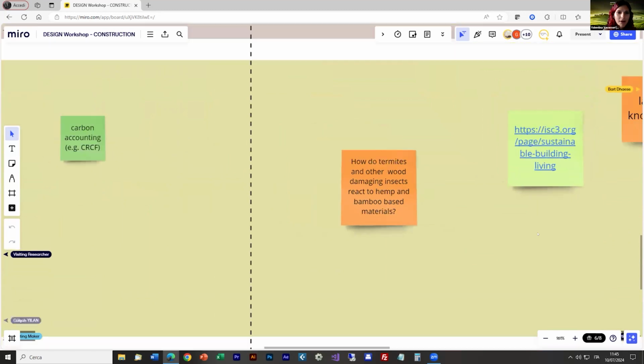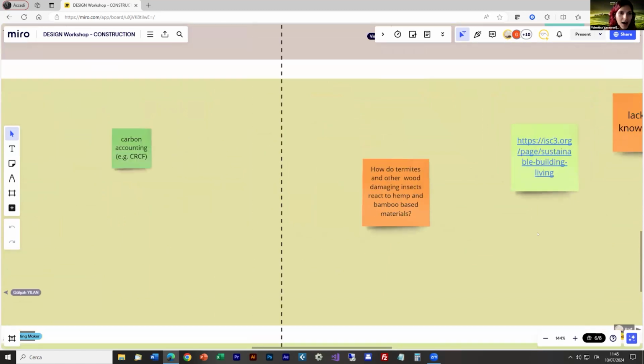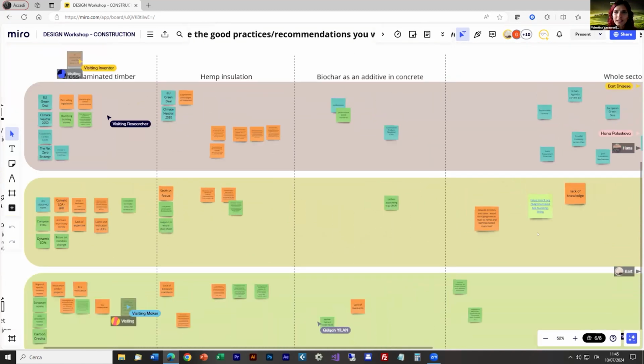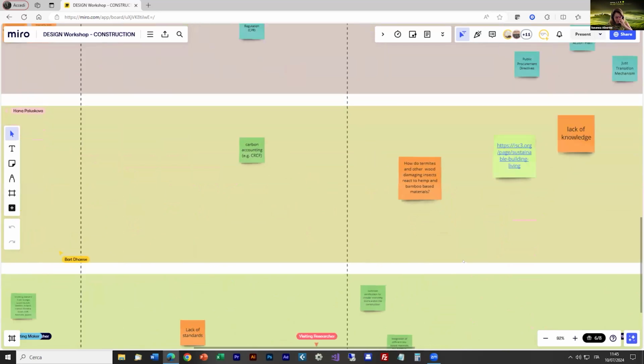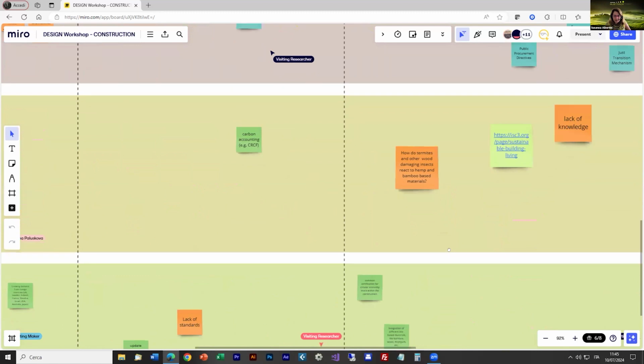Okay, so I don't know if in the meantime our experts in the Miro board had already seen some interesting challenges or recommendations, good practices they want to comment on. There is also the question that was already answered, but maybe it's interesting for everybody, about gluing the different layers of wood, and also the question of the coating for fire resistance. So this was already tackled, but I don't know if you want to say a couple of words, the experts, about that.